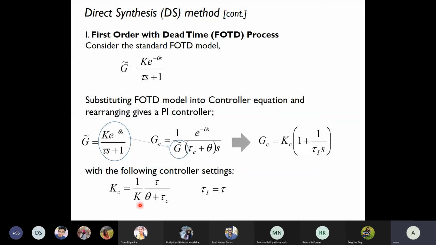For a first order system, the proportional part is 1 by k, tau by tau c, whereas for a first order with dead time, it is tau by k into theta plus tau c. So the theta term is basically added with the tau c term.